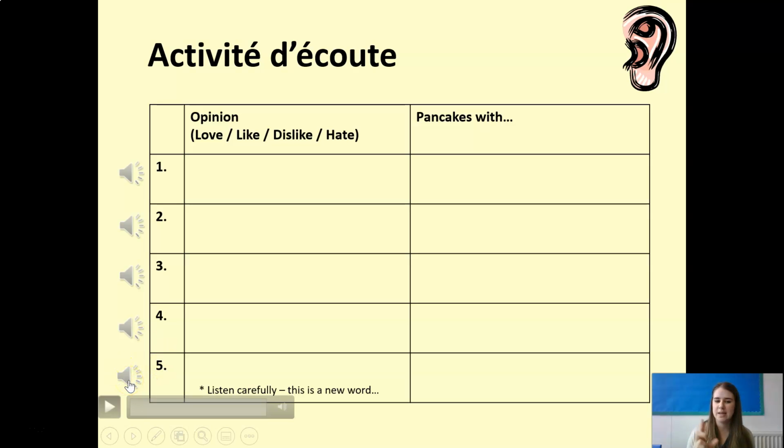And here's number 5. Listen out, there's a new word in here. J'aime les crêpes avec le chocolat. Okay, I'll play it again. Je préfère les crêpes avec les fraises.